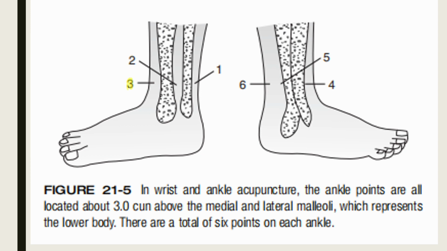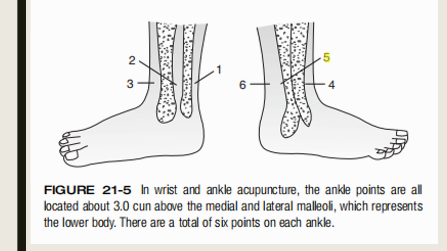Lower 3. Location: 1 centimeter medial to the anterior crest of the tibia. Indications: used to treat pain in the medial aspect of the knee. Lower 4. Location: between the tibia and fibula. Indications: used to treat knee pain, numbness and paralysis of the lower limbs, and toe pain.